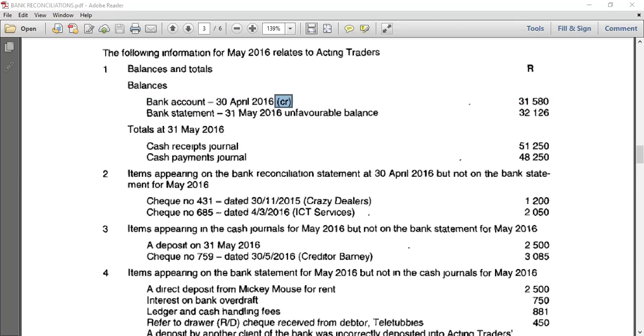So we have our balance brought forward. Since they said credit, we record it on the credit side. 3158. Right, then we record the total receipts on the debit side, which we have calculated. So that would be this one here, the 55. So the total receipts will always be on the debit side. Then the total payments will always be on the credit side.